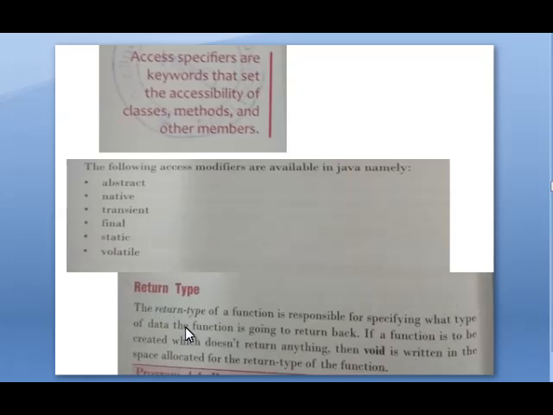So the first one is the return type. The return type of a function is responsible for specifying what type of data the function is going to return back, and if the function doesn't return anything, then void is written in the space allocated for the return type of the function.